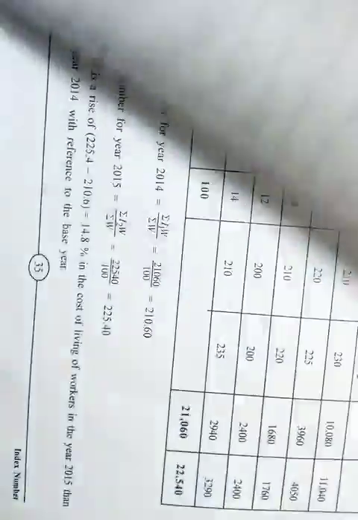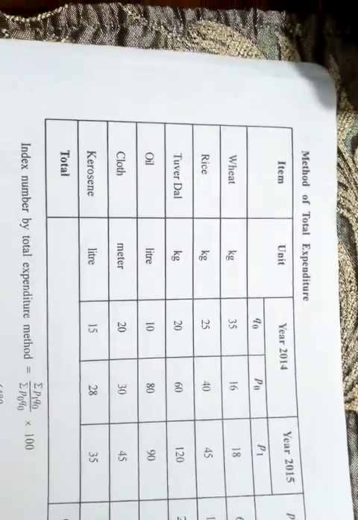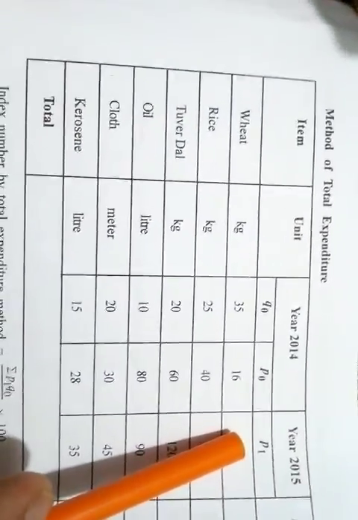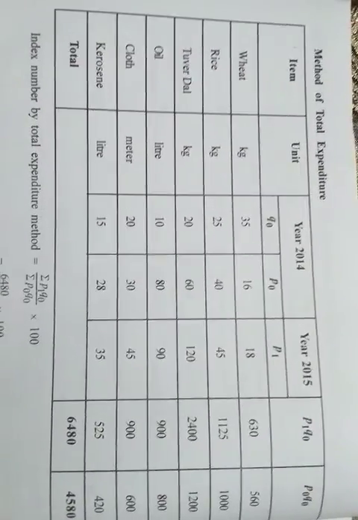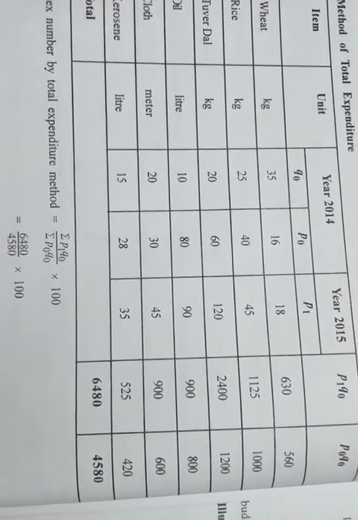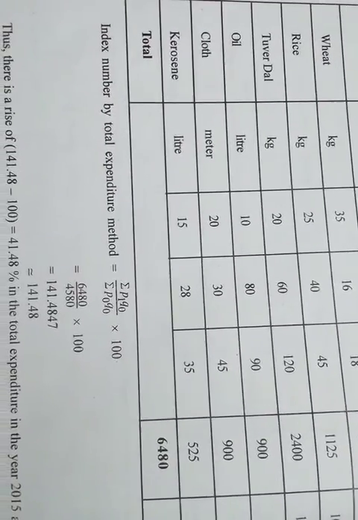When you work out this sum, you will get the answer like this. See, method of total expenditure, year 2014, Q0 is given. Q0 and P0 both are given here, and then P1, that is year 2015. Next we can calculate P0 Q0 and P1 Q0. This way when you multiply the figures given, you will get this last column filled, and there we have to apply the total expenditure method formula.